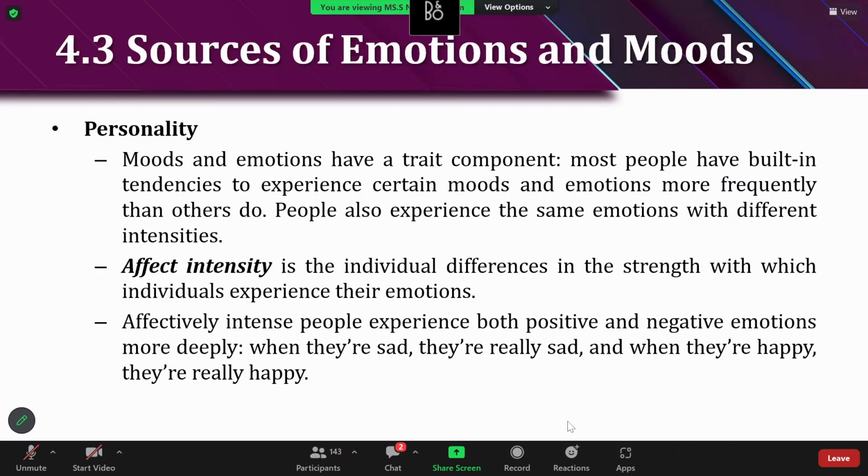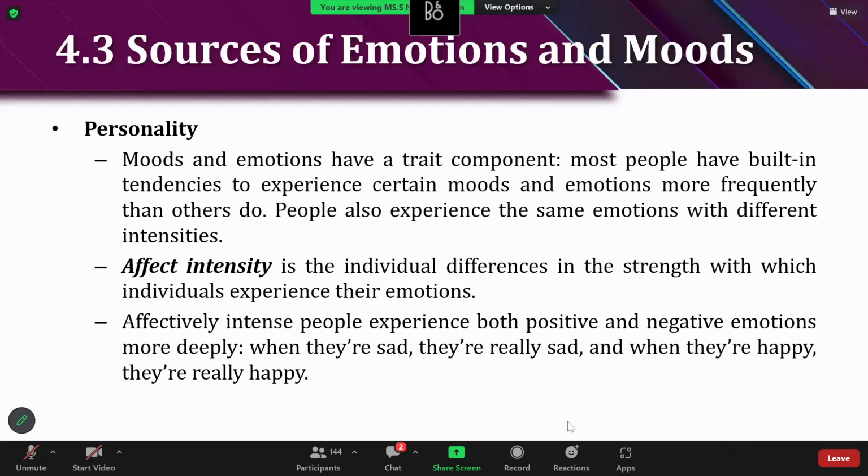But some people, even when they are sad, don't express it to other people, and we cannot even identify whether they are really sad or not. That kind of people are affectively less intense people. Okay, so there are some individual differences that make how intensely people experience the same emotion. That is called affect intensity.